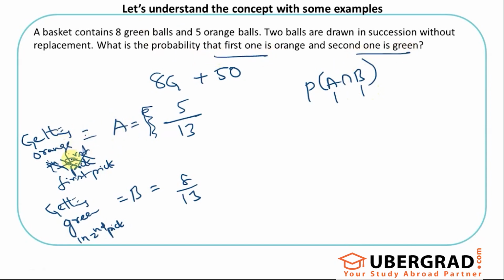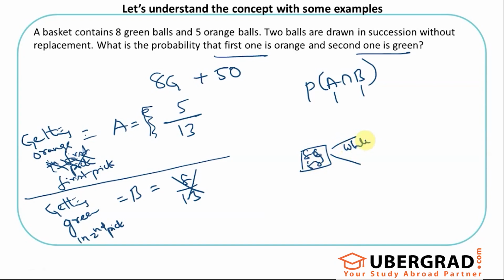So event A is defined as getting orange in the first pick, that is 5 by 13. But getting green in second pick is not 8 by 13. Right? I don't know what's the probability. Once I've picked this, the composition will get changed to two possible options. I had 8 green and 5 oranges. If I picked green in my first pick, I would have 7 green and 5 orange. If I picked orange, I would have 8 green and 4 orange.